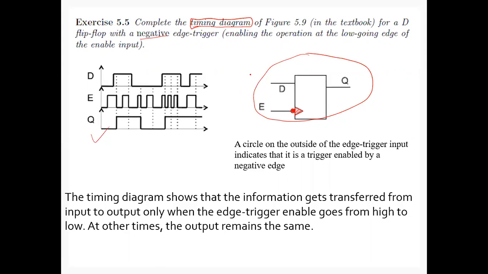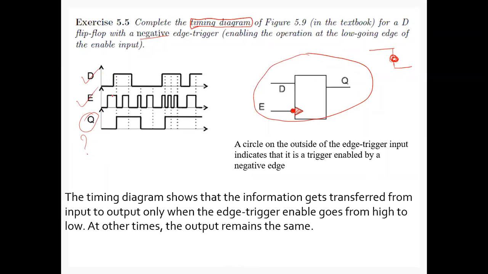What is the meaning of negative trigger? It operates at the low going edge of the enable input. Meaning when it goes from high to low, right at this moment, it transfers the data. That's the meaning. So we are supposed to find Q. Given D and E, how do we find Q?